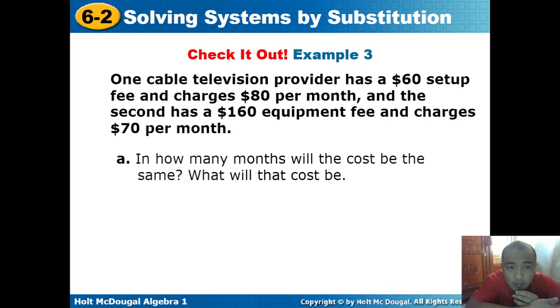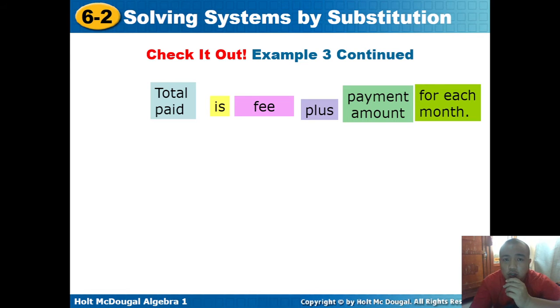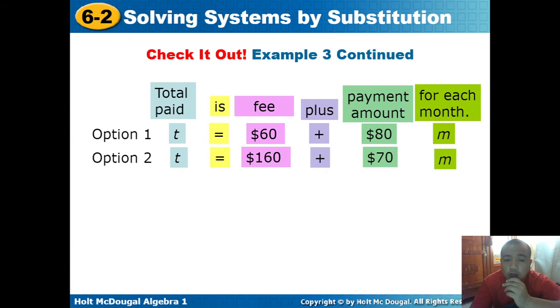Another problem. One cable television provider has a $60 setup fee and charges $80 per month, and the second has a $160 equipment fee and charges $70 per month. A. In how many months will the cost be the same? What will that cost be? First, write an equation for each option. Let T represent the total amount paid and M represent the number of months. Total paid is the fee plus a payment amount for each month. So for option 1, T equals $60 plus $80M. For option 2, T equals $160 plus $70M.